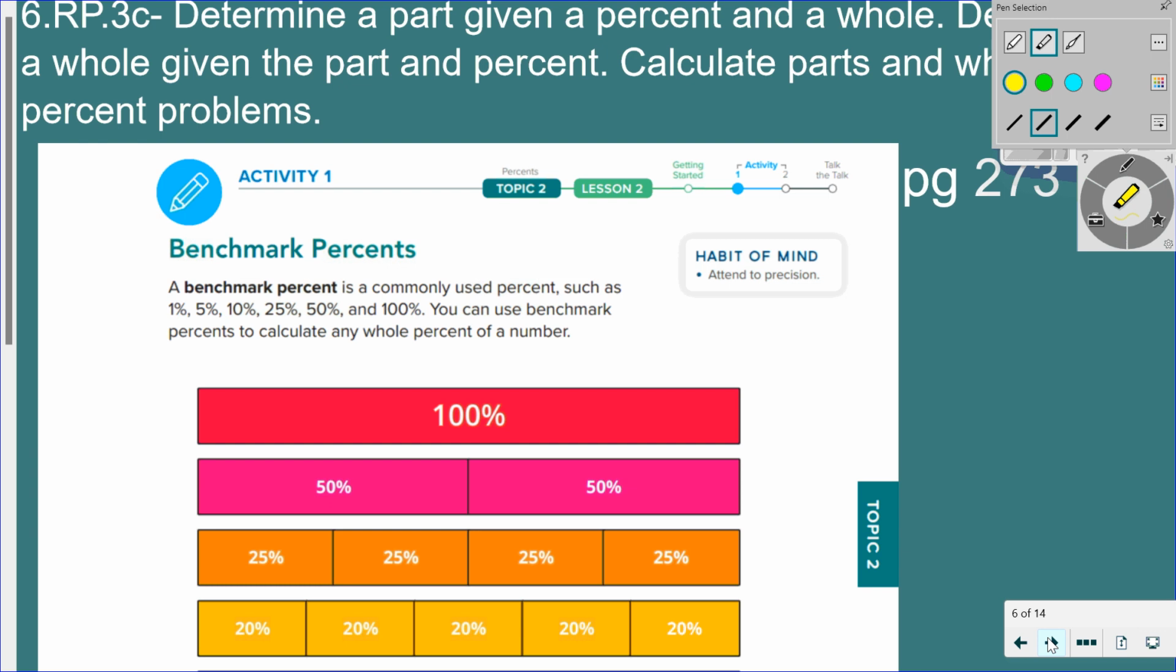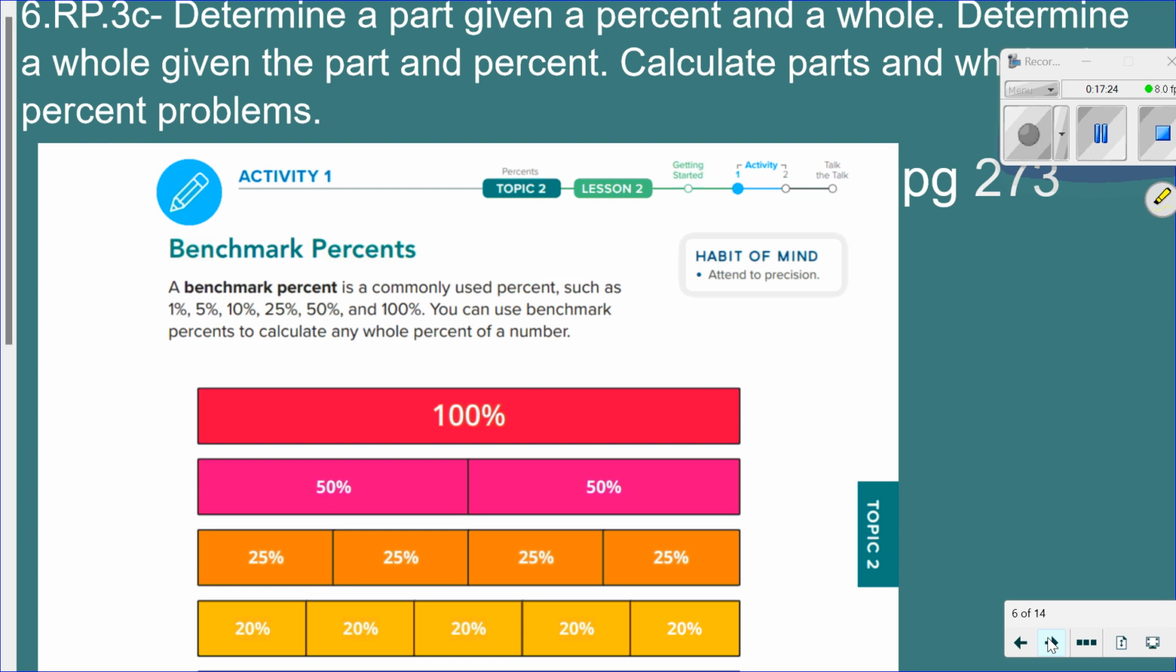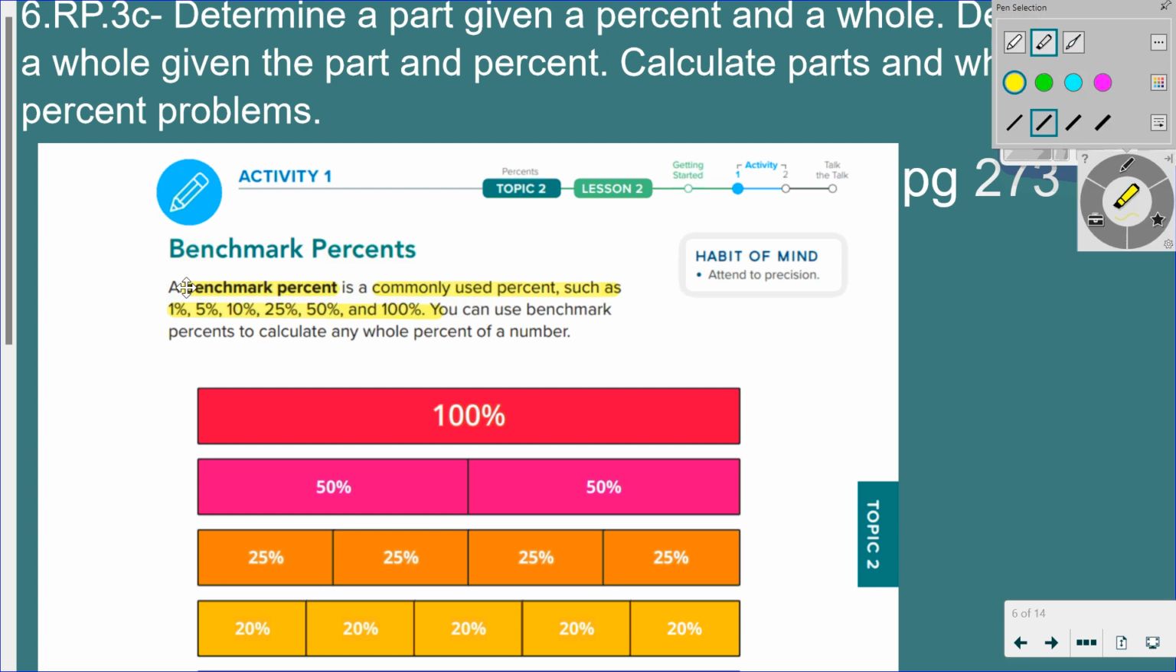This is actually a really critical concept. This is one that you will be using a lot in your life. Module 2, Topic 2 and 3. A benchmark percent is a commonly used percent, such as 1, 5, 10, 25, 50, and 100%. Those are the ones that we will commonly use. We call those benchmarks because it works really well to get to other ones based on your benchmarks.